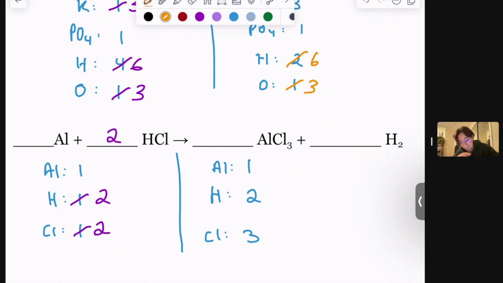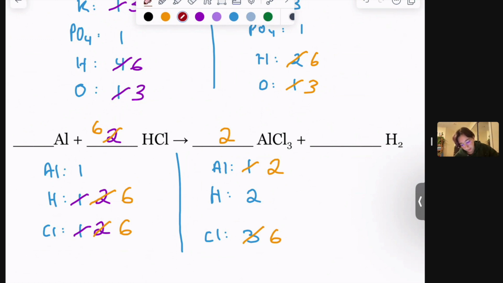If I have 2 on this side and 3 on this side, the least common multiple of that, the lowest number that I could possibly have that is a multiple of both, is 6. So if I want to get 6 chlorines on this side, I'm going to put a 2 here. That's going to change this to 6 and change this to 2. And then I'm going to change this instead. I'm going to change it to a 6 so that those match. 6 and 6. So yeah, it is really just a process, a lot of back and forth until you finally get them all to match.